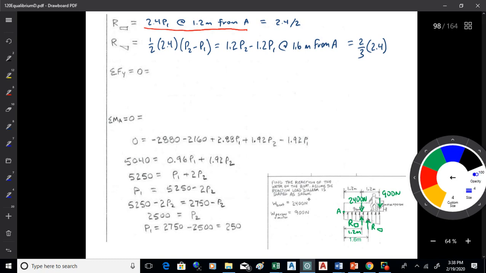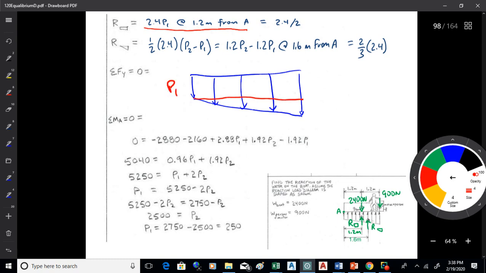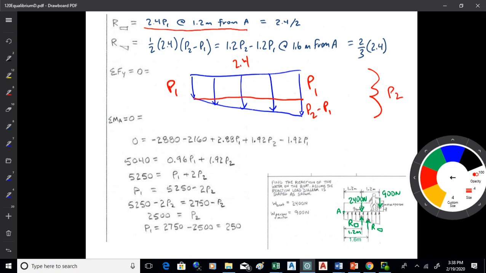Now for the other one, I have this load pattern like this. It's going to rock back a little bit at the back of the boat because of the weight of the motor and the person back there. I'm going to chop this straight across, so this is P1 on either side. The area of that rectangle is 2.4 times P1. This is P2, the total distance, so the height of that triangular load becomes P2 minus P1. So for the second piece I'm taking 1/2 times the base of 2.4 times the height of the triangle, the difference between P2 and P1.